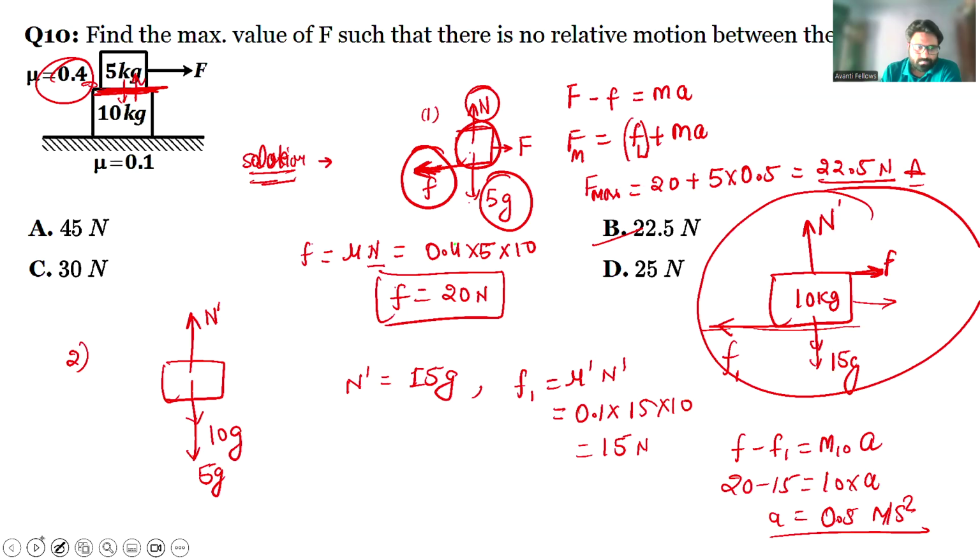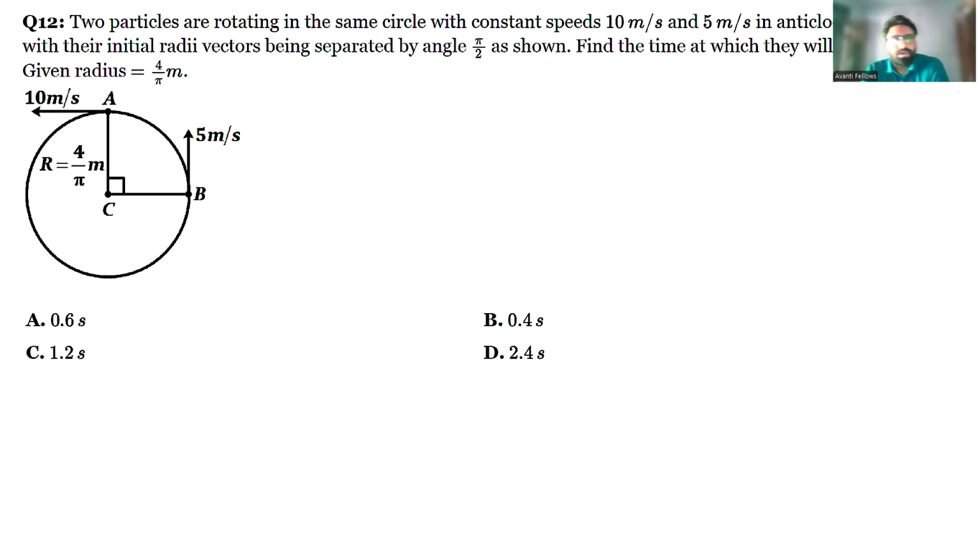Now, move on to the next question. Two particles are rotating in the same circle with constant speeds 10 meter per second and 5 meter per second in anti-clockwise sense with their initial radius vectors being separated by an angle pi by 2 as shown in figure. Find the time at which they will collide. So very simple question. These are the velocities given to you. Just find out the velocity of A with respect to B, VAB, because the speed of A is greater, so it will reach B first.